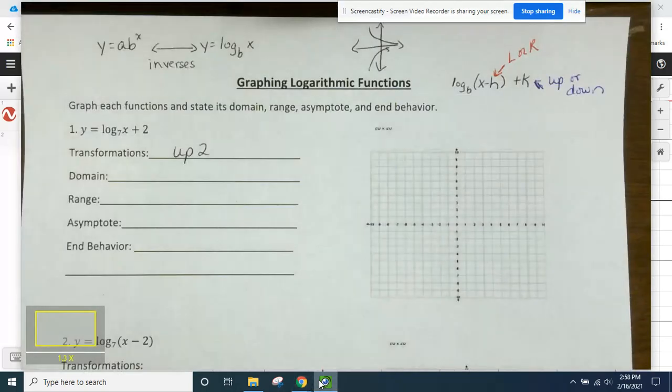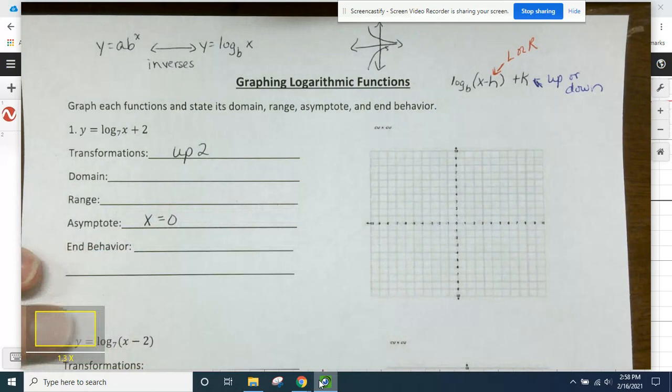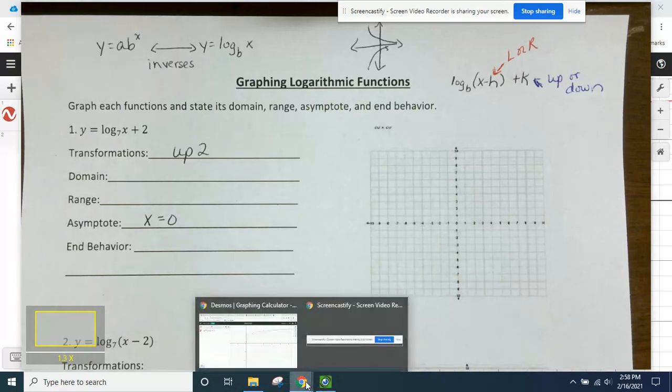So I'm going to go back over here and fill that out. Our asymptote is x equals 0. Okay, now let's not worry about the other stuff yet. Let's see if we can get some points to put on this graph. We just need a couple of points to label our graph.